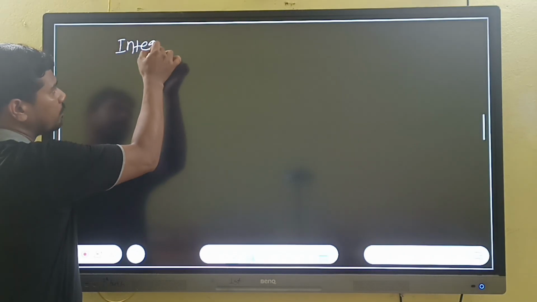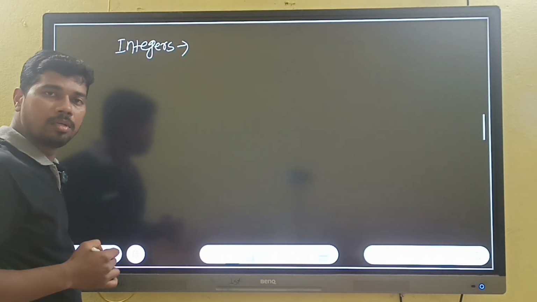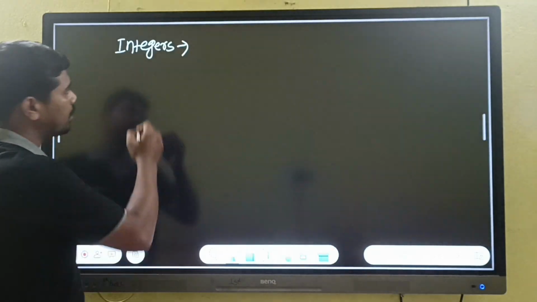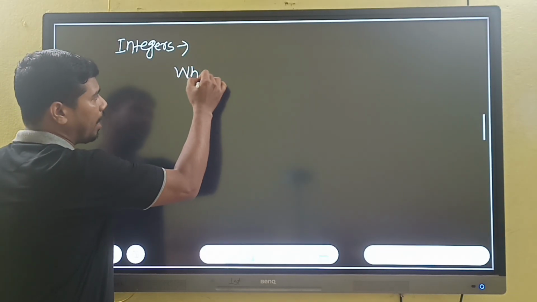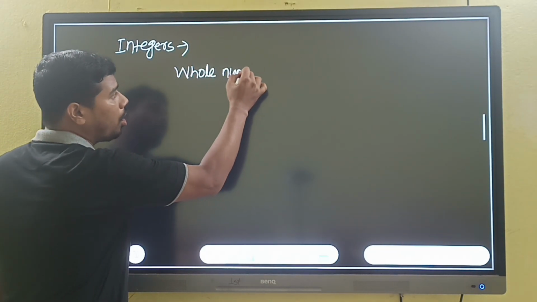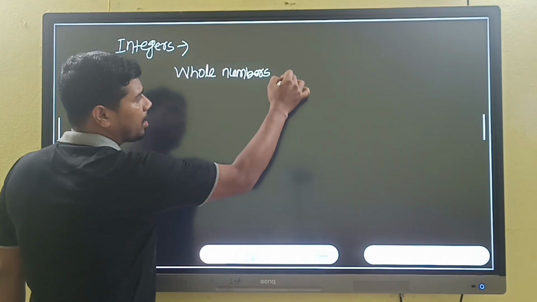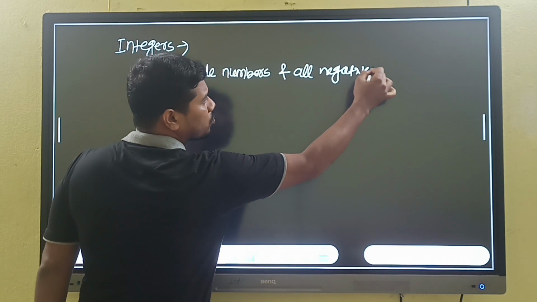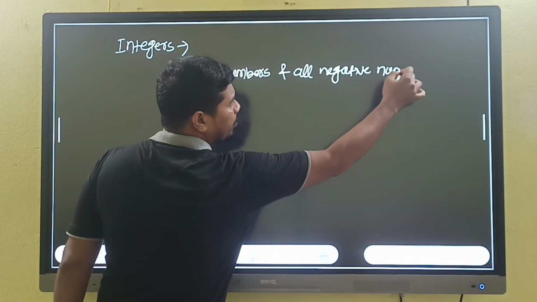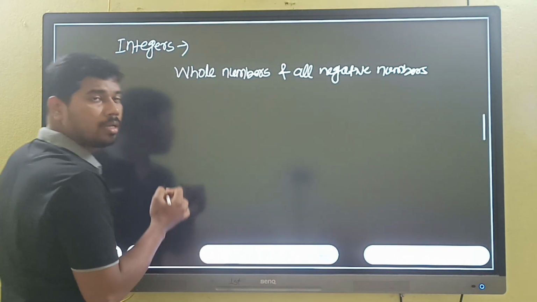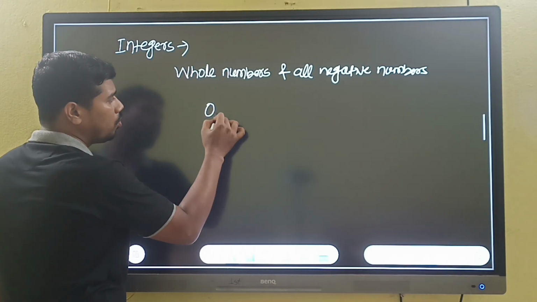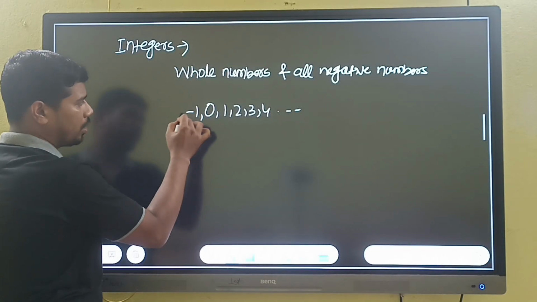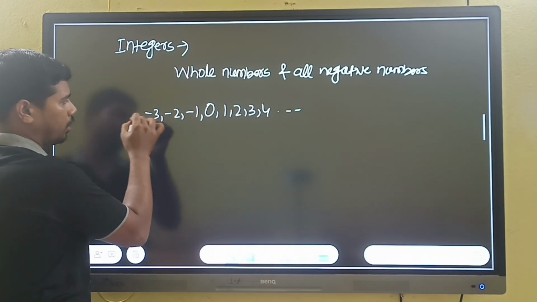What are integers? Integers are those numbers which are positive as well as negative. Otherwise, you can say whole numbers and all negative numbers. Negative numbers are -1, -2, -3, all negative numbers are there. These are known as integers. Whole numbers 0, 1, 2, 3, 4 like that, and this side -1, -2, -3 and so on.